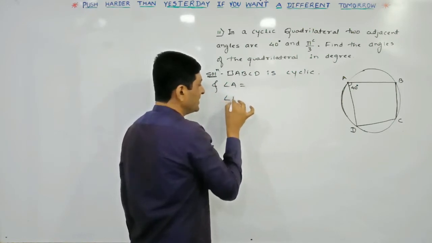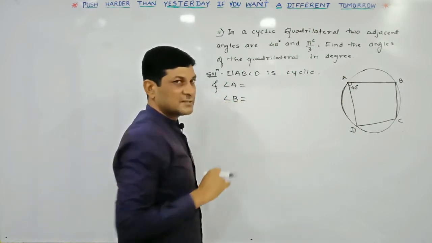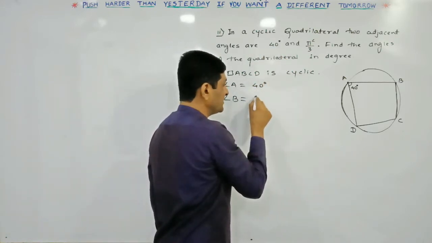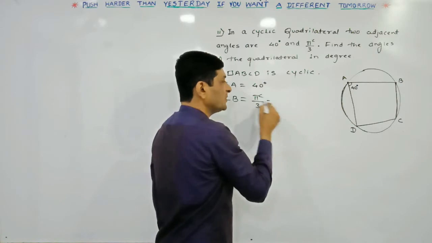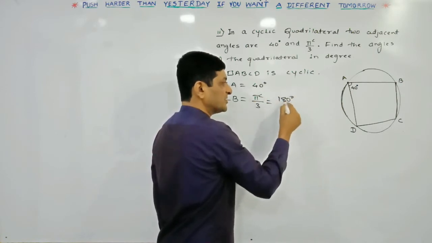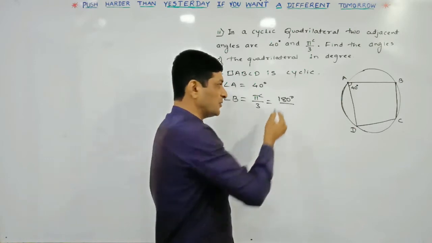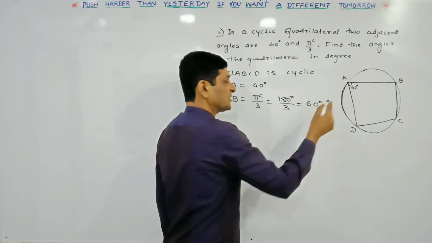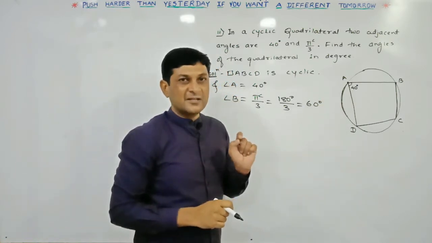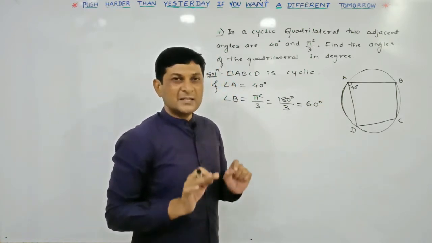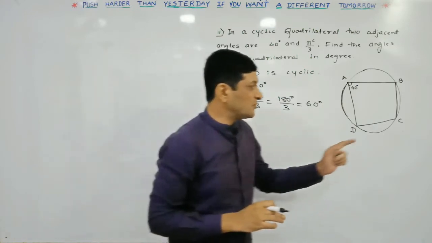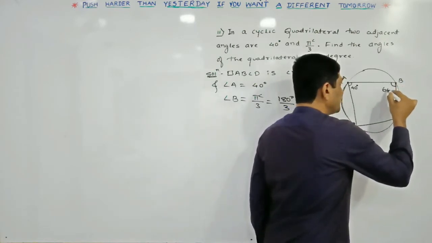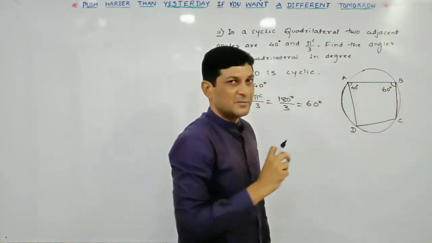Since the quadrilateral is cyclic, meaning all its vertices lie on the circle, angle A is equal to 40 degrees and angle B is equal to pi radian upon 3. So let us convert radian measure into degree measure. We know that pi radian is equal to 180 degrees, divided by 3. 180 upon 3 will be equal to 60 degrees. So two angles of the quadrilateral are given to us. Let us try to find the other two angles, means angle C and angle D. Just now we have got the value of angle B equal to 60 degrees.